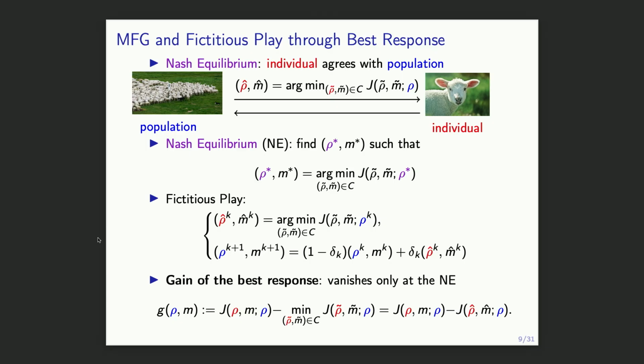For a given rho and m, for a given population distribution, I can evaluate my cost with the current strategy. And I can also evaluate my cost with the best strategy. There is a gap between these two costs. By definition, this gain of the best response is always non-negative, and it vanishes only at the Nash equilibrium. So if we can show that this thing goes to 0, then we may be able to show that fictitious play converges. Okay.